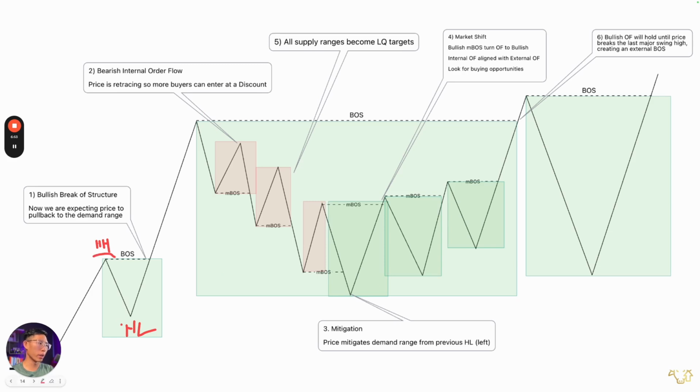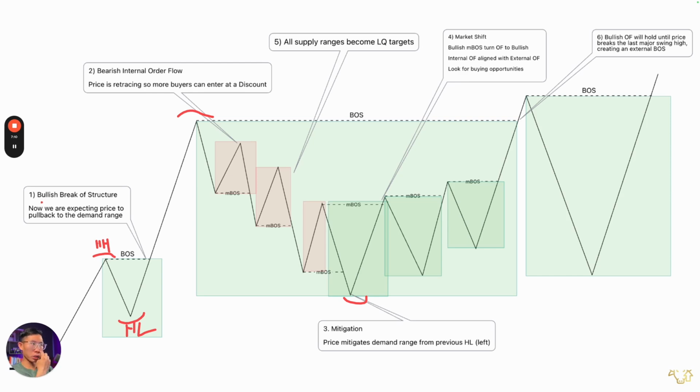If you look at this, like I said, it is very, very similar to market structure. Firstly, let's go step by step. You can see I literally put the steps in a particular sequence. Firstly, let's go through bullish break of structure.